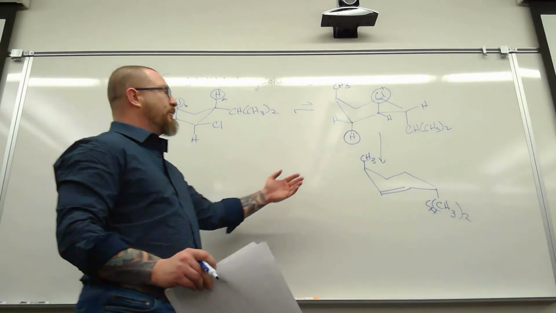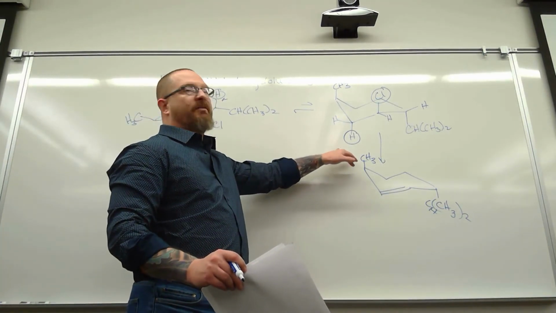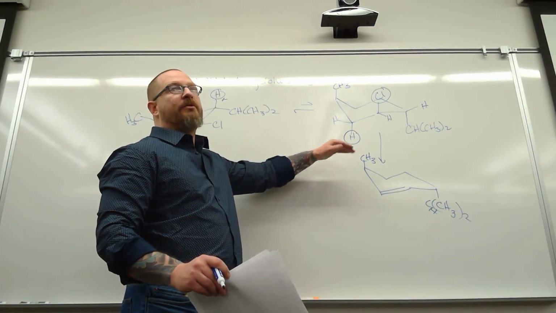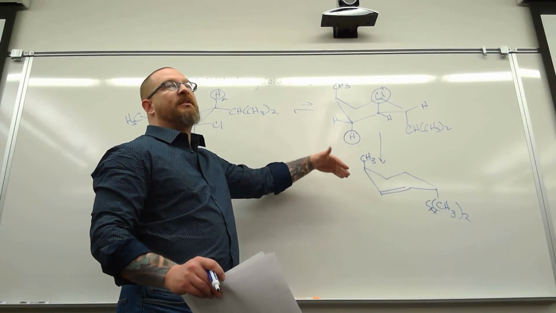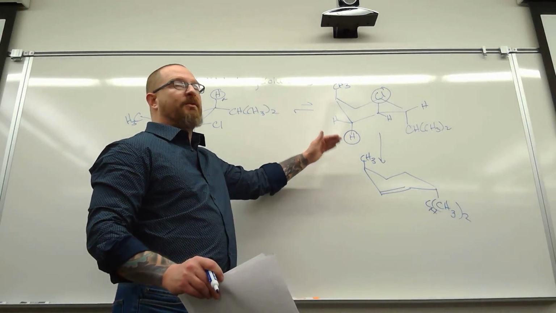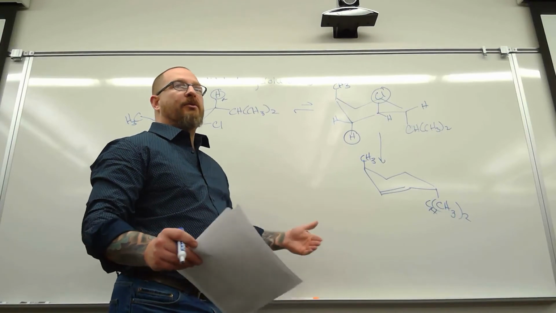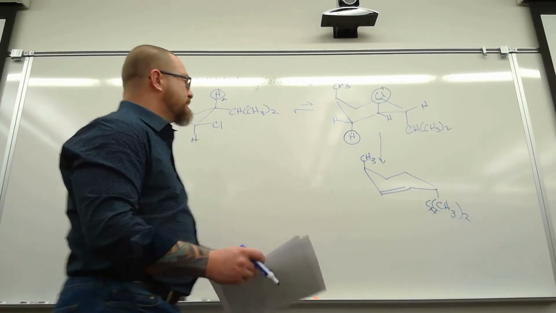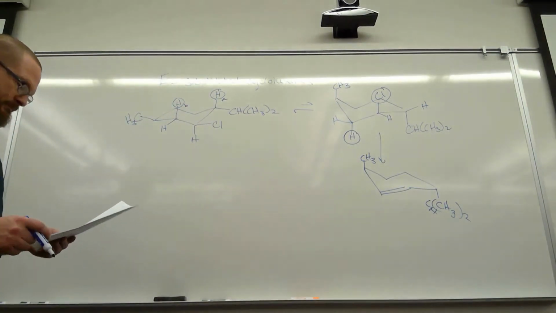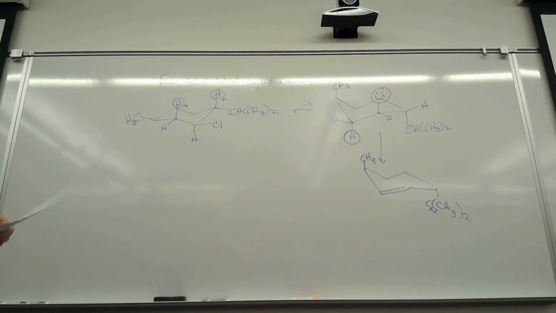You have to evaluate: do you have an axial proton that's available to do the elimination? Once you establish that you have it, if you have multiples, then you can pick which double bond is going to be preferred. So that's E2s.